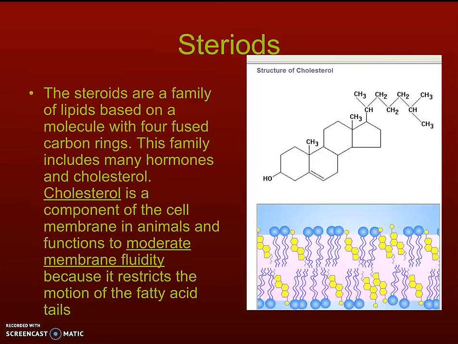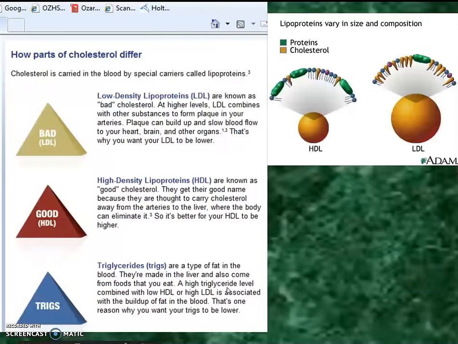The third one is steroids. Steroids are in a family of lipids, and they have a big head and they have a little tail. Their job is to moderate membrane fluidity. That means that these are phospholipids. So label those phospholipids and label these yellow ones cholesterol in your notes. And they basically keep these tails straight because it restricts the motion of fatty acid tails. So you can write that down and we'll talk about it a little bit more later.